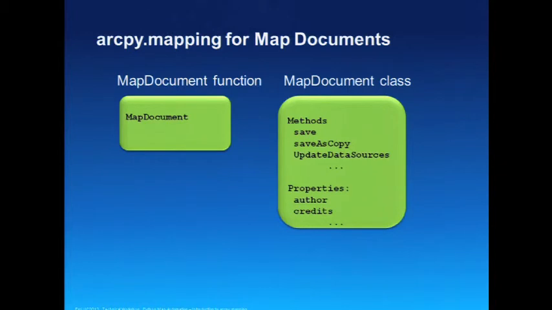But the map document object allows me to attach to a map document and then start playing with all the things inside of it. So we have methods like save and save a copy, updating data sources. We have properties like updating the author or the credits.